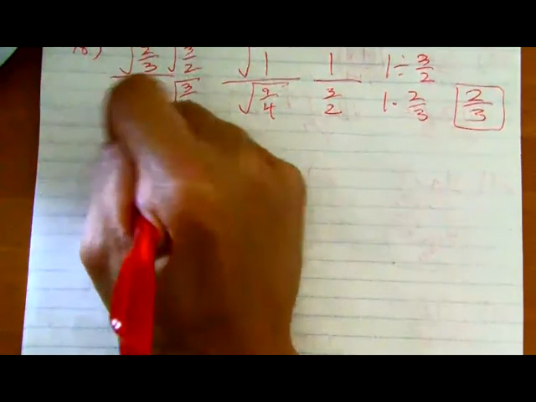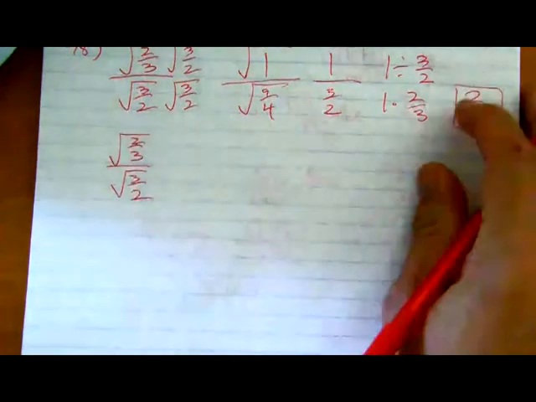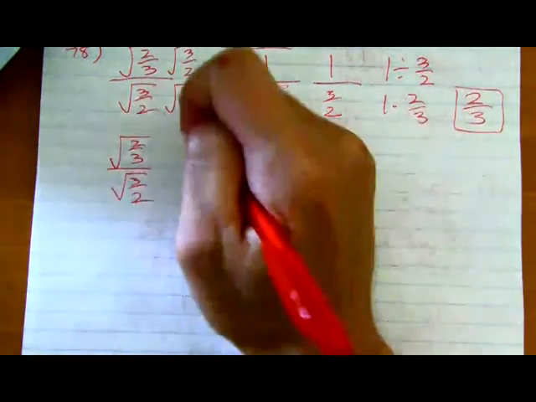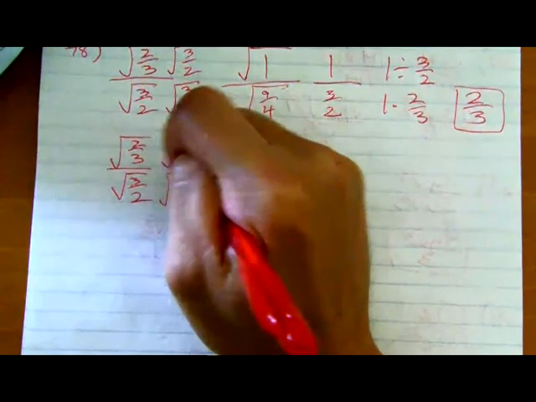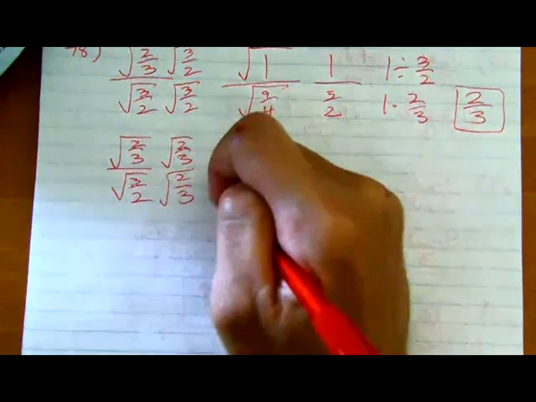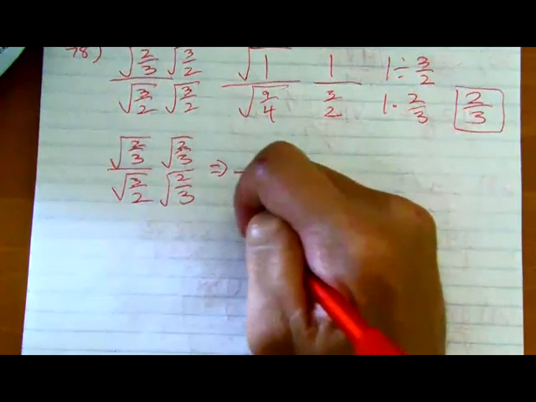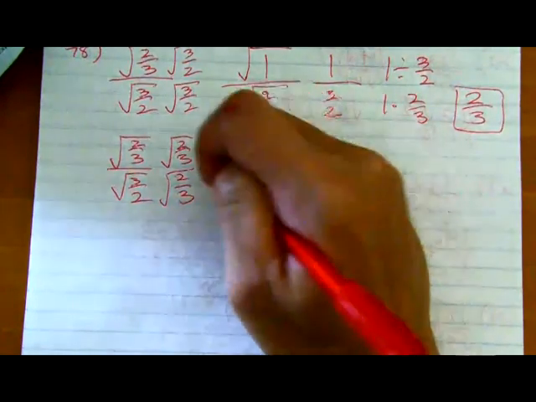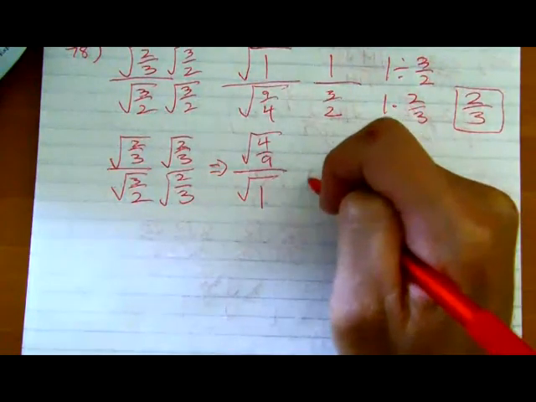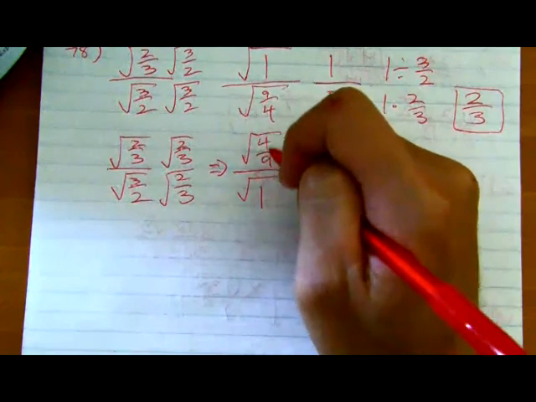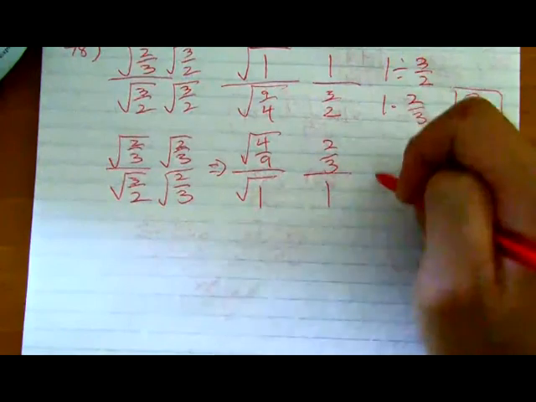Let's look at that one more time. Instead of multiplying by 3/2, we could have multiplied by radical 2/3. The denominator, that would be 6 over 6, which would be square root of 1. This would be square root of 4/9. Square root of 1 is just 1. Square root of 4/9 is 2/3. And 2/3 divided by 1 is 2/3.